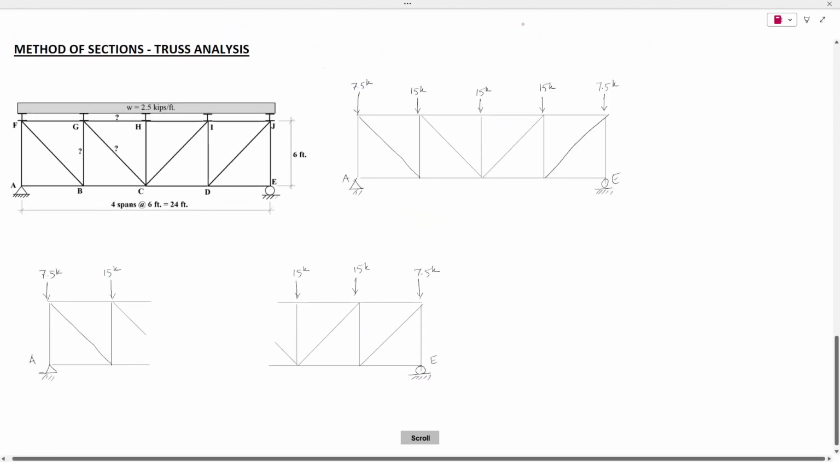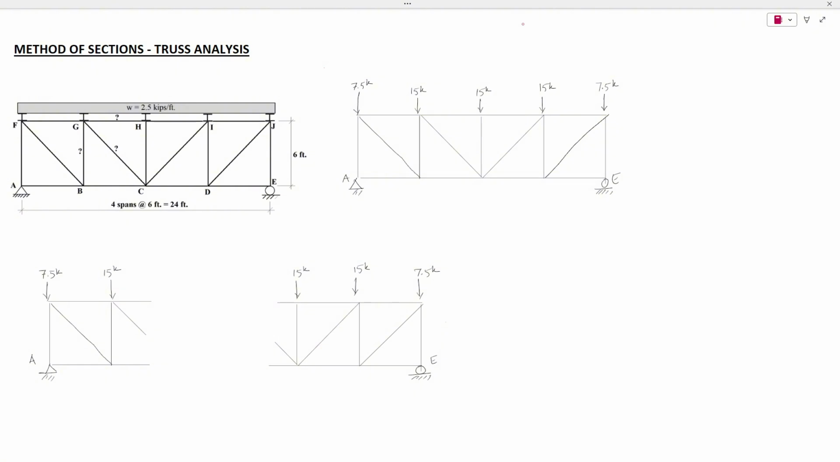We have another method called method of sections for truss analysis, and it makes the truss analysis a little bit less tedious than method of joints. In method of sections, what you usually need to do is first find the global equilibrium for sure. Let's just put the reactions that we calculated earlier, 30 kips.